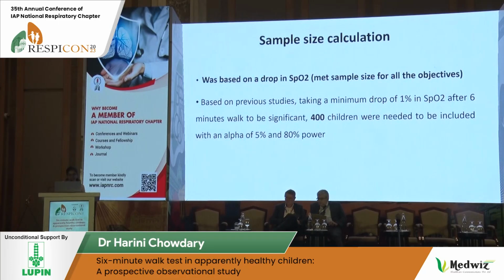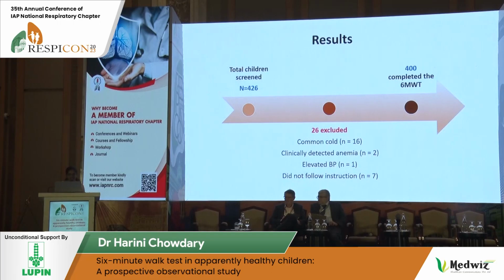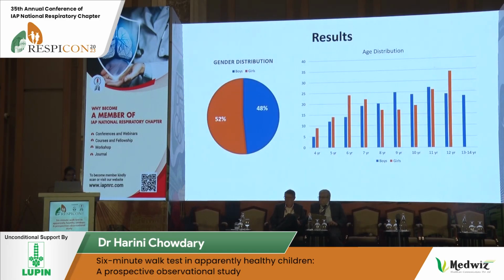The sample size was calculated for all the objectives, and the maximum sample size required was based on the drop in saturation, and a sample size of 400 was calculated. Statistical analysis was performed using SPSS, and ANOVA test and regression analysis were performed, and a p-value of less than 0.05 was considered statistically significant. We screened 426 children, 26 children were excluded, and 400 were able to complete the test. Our study population included 52% girls and 48% boys, and this is the age-wise distribution of our study population.